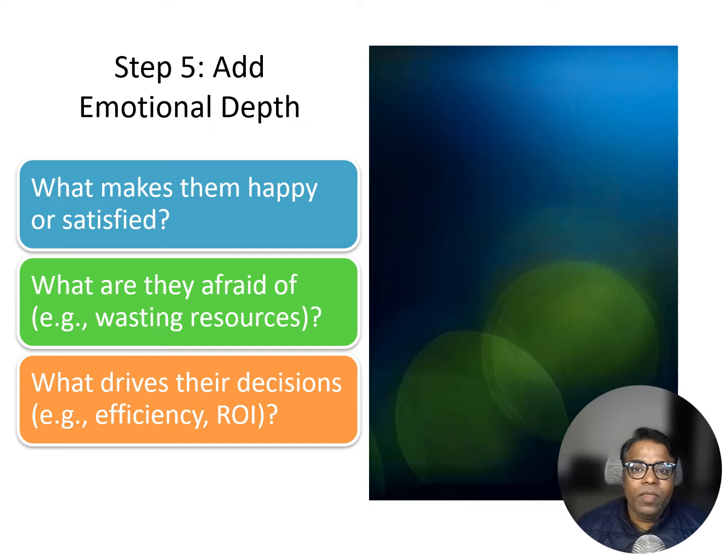Second question is, what are they afraid of? For example, Tina fears wasting time and money on the wrong tools. Next question that can be asked is, what drives their decisions? For example, Tina values efficiency and long-term ROI. So adding emotional depth makes your persona feel human, not just a list of traits.